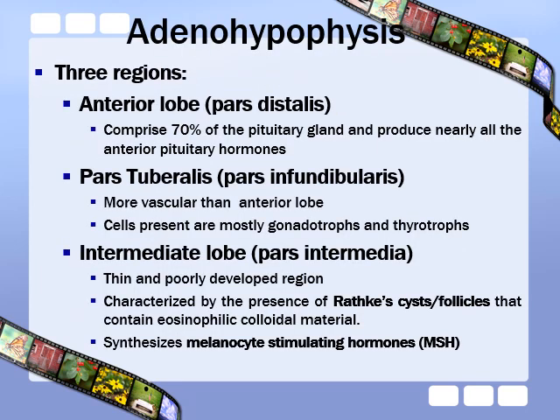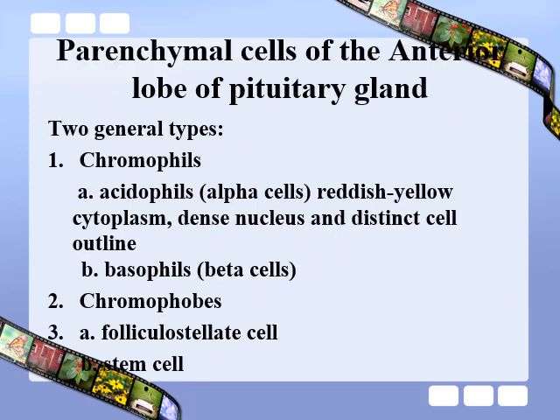While in the adenohypophysis, we have the anterior lobe or the pars distalis, the pars tuberalis or pars infundibularis, and the intermediate lobe or the pars intermedia. The anterior lobe comprises 70% of the pituitary gland. The intermediate lobe is a thin and poorly developed region. It synthesizes the melanocyte stimulating hormones.